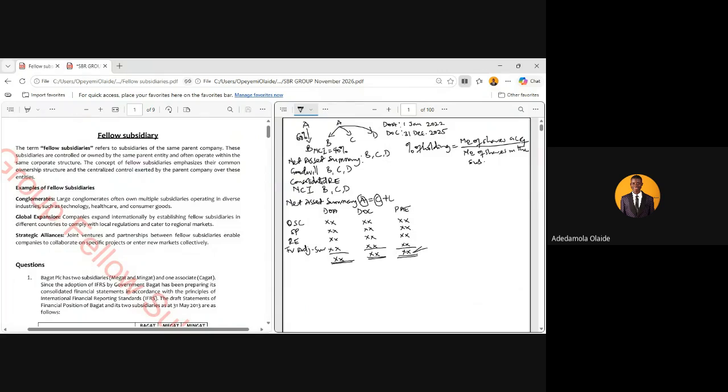Now, even though we have called it net assets, it should actually be assets minus liabilities. But because asset and liability information can be so much, it will be difficult for us to be listing it out each and every time.